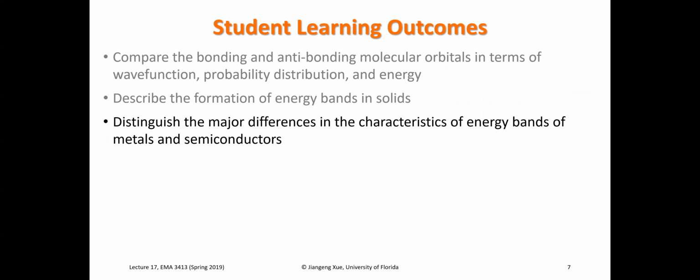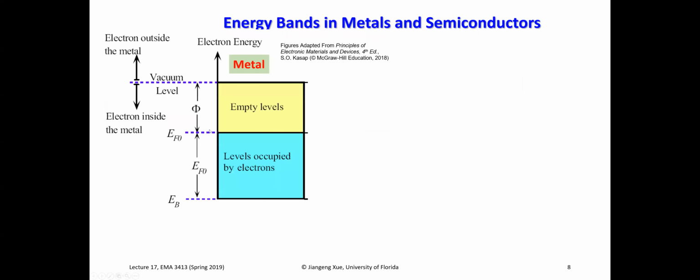The third student learning outcome is to distinguish the major differences in the characteristics of energy bands of metals and semiconductors. For metal, as we have seen in the case of lithium, we have a particular band that has a lot of electrons filling it, but at the same time, we also have a lot of electronic states not filled with electrons. The highest energy we have with electron filling, we call the Fermi energy, and the energy difference from the vacuum level to the Fermi energy, we call the work function.